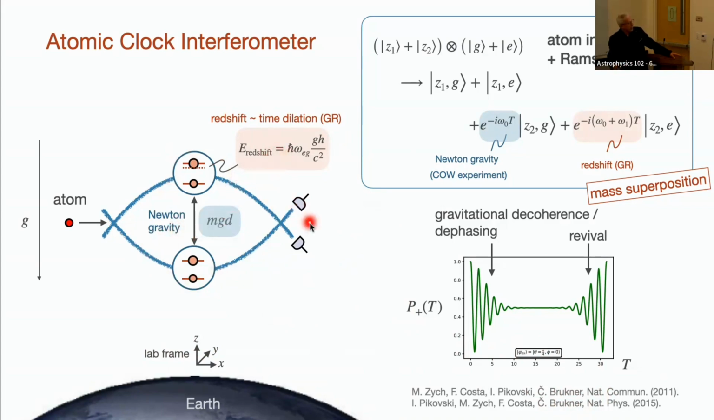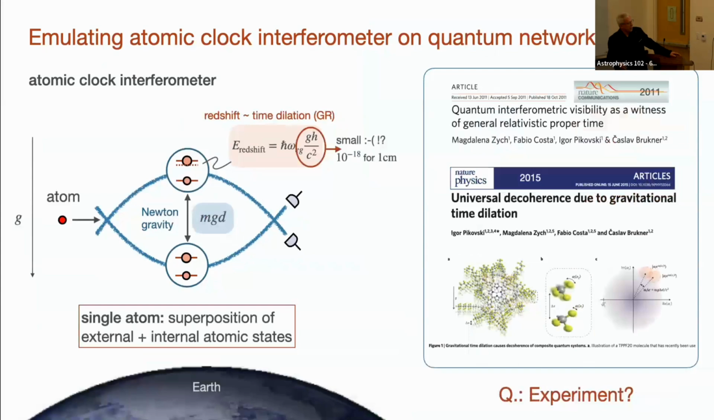And what they see is basically these superpositions that are dephasing over here. You've got two frequencies, the one of this redshift and the one that you have from the Newton gravity down here, and then of course also the revivals. And this is a kind of phenomenon that we also want to see here. This is related to this discussion of universal decoherence.